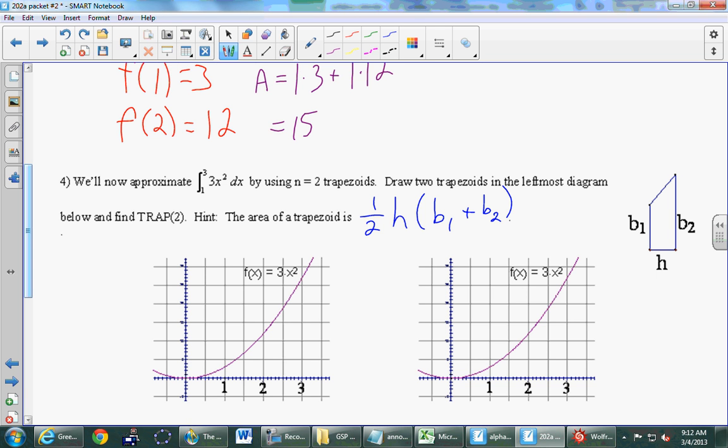That's right. And actually, I really like what Cole said, where he said it's actually the average of the 2 bases. That's a really nice way to think of it. Base 1 plus base 2 divided by 2. That's the average length of the 2 bases. And then you multiply that by the height.